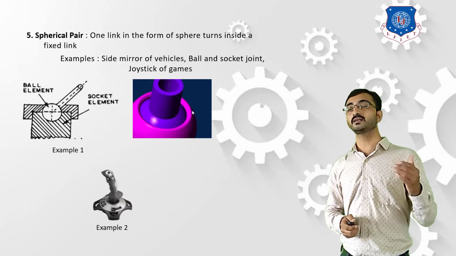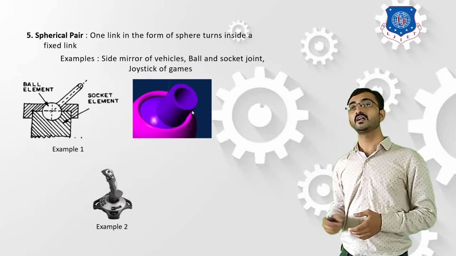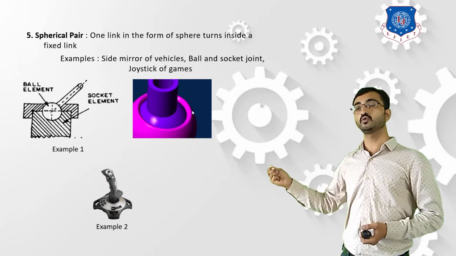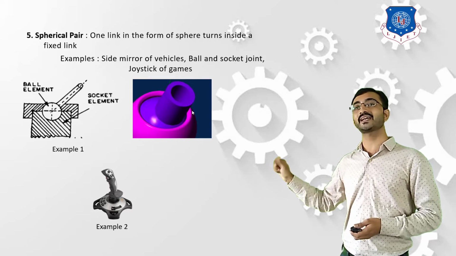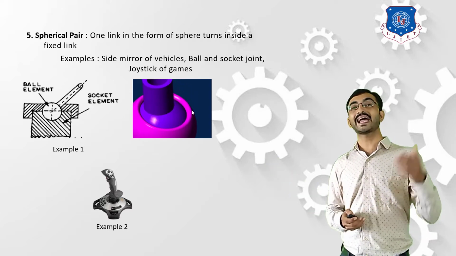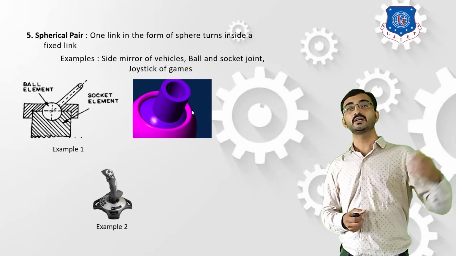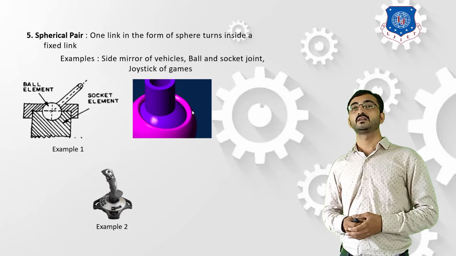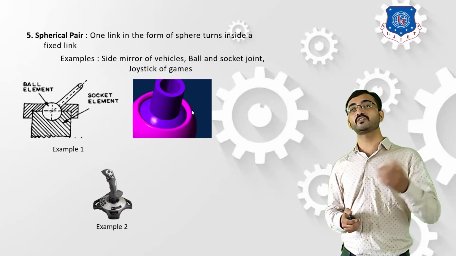Over here we can consider many examples. For example, the joystick of your games. Whenever you are playing games, you use joysticks, and these joysticks are able to rotate in 360 directions. In the same way, we can consider the side mirror of your vehicles. They are also able to rotate with 360 degree rotations. So these are the basic examples of spherical pairs.